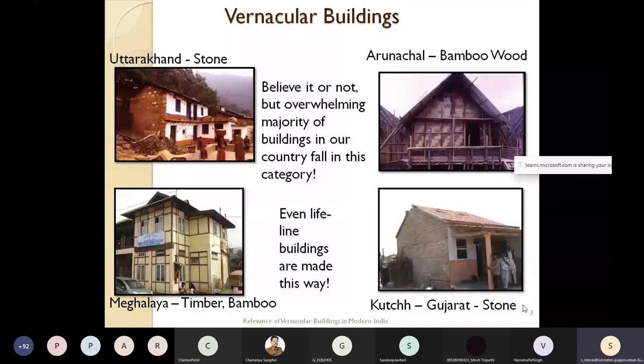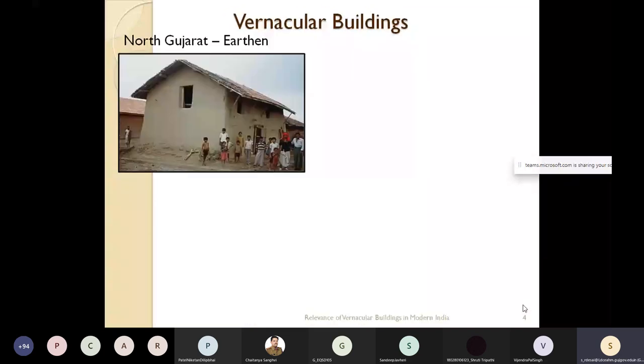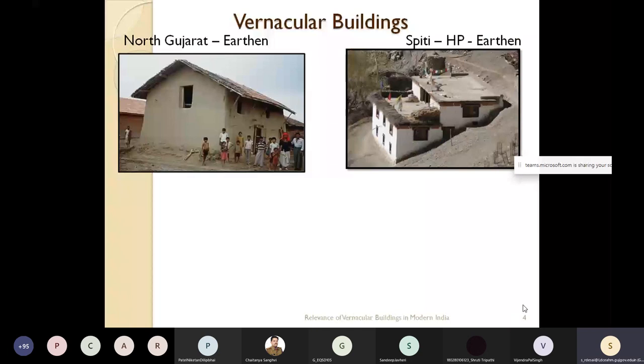We engineers think that we are the designers and builders, but that is really not true. And interestingly, in a lot of these areas, even the lifeline buildings have been made with this kind of technology because it is endemic to that area. And a little bit about North Gujarat, which is semi-arid, you have also earthen architecture, just straight mud or earth. And going back up in the Himalayas, in Spiti, and of course Ladakh and Lahul, all these areas which are in the rain shadow area, they get a lot of snow but not much rain. And they are all earthen buildings because there's a lot of earth.